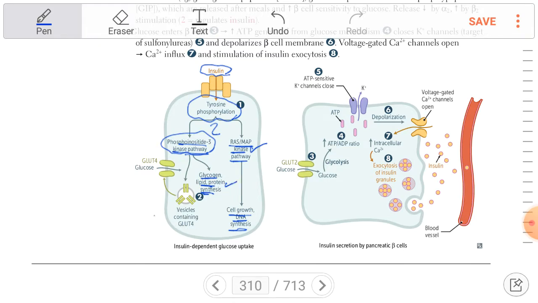The most important one is this, which is GLUT4. GLUT4 will go to the membrane, leading to glucose entrance. So through this pathway, the insulin will lead to glucose entrance by the GLUT4 transport, which will be transported from the cytoplasm into the membrane, leading to entrance of glucose. It's called the insulin dependent glucose uptake.